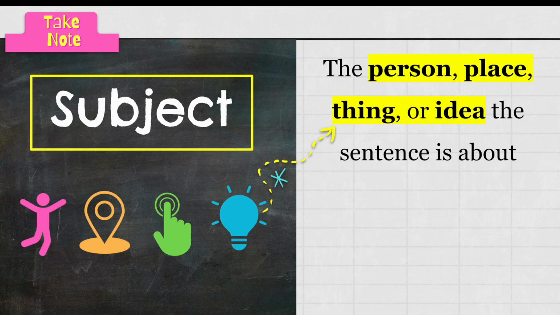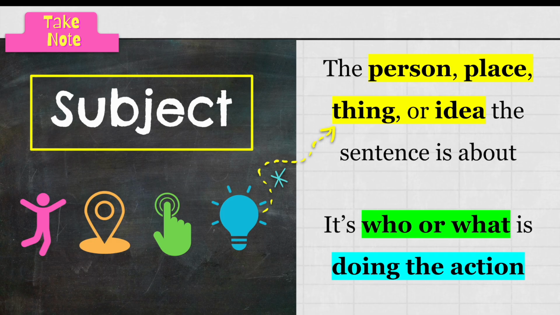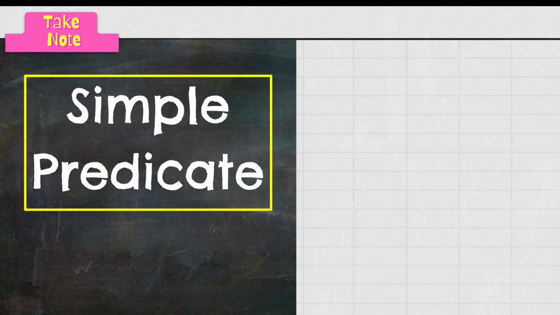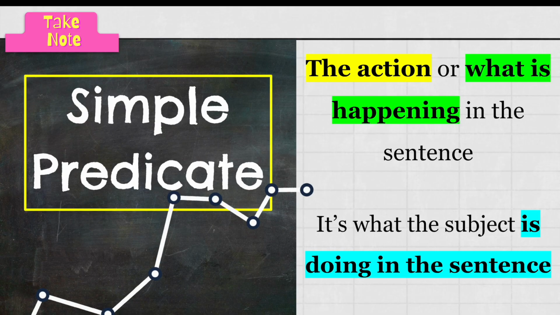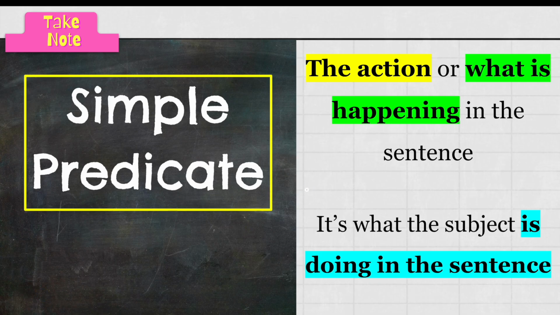First, we have subject. So this is the person, place, thing, or idea that the sentence is about. And I know you're smart, so you're already thinking, wait, isn't that the noun of the sentence? Yes, it's the noun, but it's a noun that is doing the action. So it's a who or what that's doing the action in the sentence. That's the subject. Then we have something called the simple predicate. And it's the action or what is happening in the sentence. It's what the subject is doing in the sentence. Instead of saying this is what they're doing, we're going to say that's the predicate of the sentence because we're fancy.